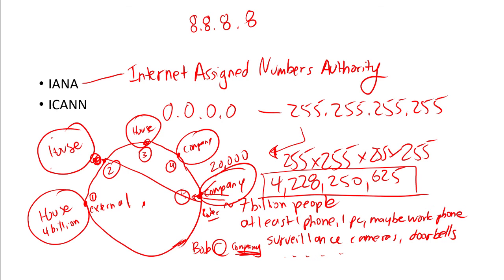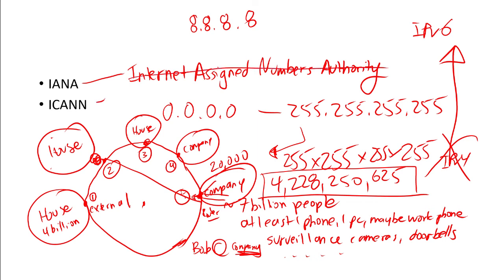Anyways, turns out we're still running out of addresses. So this was called IPv4, and we're now switching to IPv6, which will give us many more addresses, and we'll get into that later. I digress, because now IANA doesn't exist anymore, and it was replaced by ICANN, which is called the Internet Corporation for Assigned Names and Numbers.